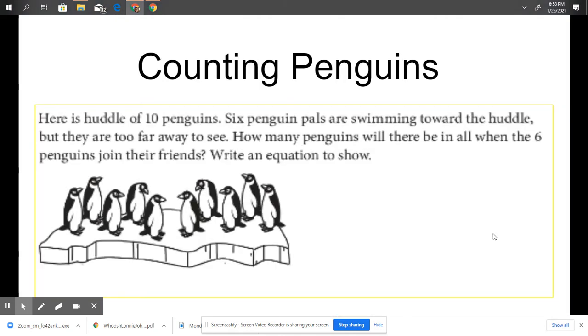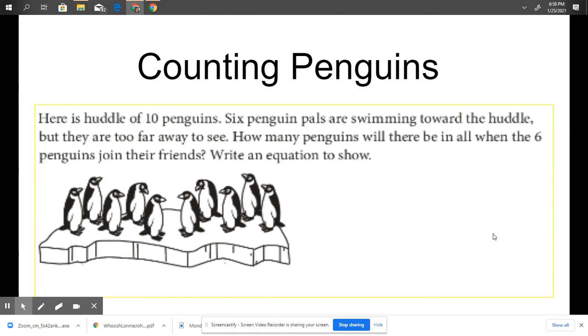Counting penguins. Oh, I love penguins. Did you know that penguins huddle together in the cold to stay warm? So here's a huddle of 10 penguins. 6 penguin pals are swimming toward the huddle, but they're too far away to see. Uh-oh, I think I'm beginning to hear a story problem. How many penguins will there be in all when the 6 penguins join their friends? Yep, here it comes. Write an equation to show.